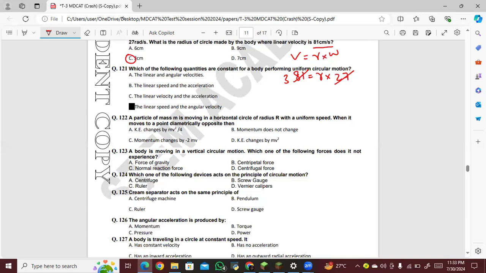Which of the following quantities are constant for a body performing uniform circular motion? The linear speed and angular velocity, because for uniform motion, both remain constant.